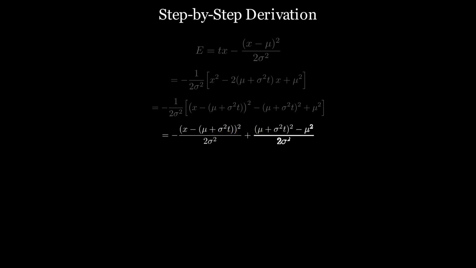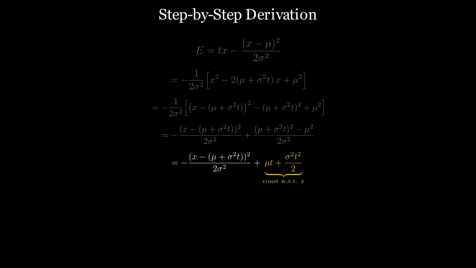Complete the square. Add and subtract (mu plus sigma squared t) all squared, inside the bracket. The perfect square (x - (mu plus sigma squared t))^2 emerges. The leftover is (mu plus sigma squared t)^2 minus mu squared, which simplifies to 2 mu sigma squared t plus sigma to the fourth t squared. Divide by 2 sigma squared. The constant is exactly mu t plus sigma squared t squared over 2. As t varies, this constant traces a parabola, and that parabola is the exponent in the moment-generating function.